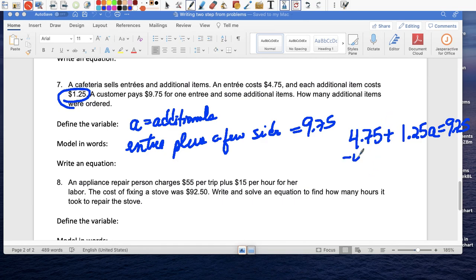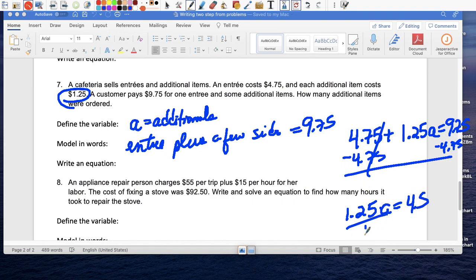So minus 4.75, minus 4.75. That goes away. We get 1.25 A equals, what is that? Equals 450. Divide both sides by 125. And how many entrees do we get? Sorry, not entrees. Side dishes or side. 3.6.